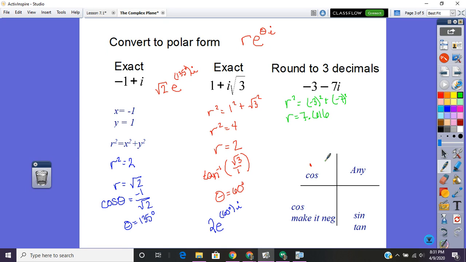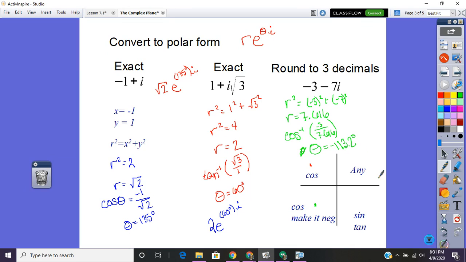All right, negative 3, negative 7. So we're down here. So we're going to use cosine again. So cosine inverse of our x over our r. And then we're going to make it negative. So theta equals a negative 113.2 degrees.